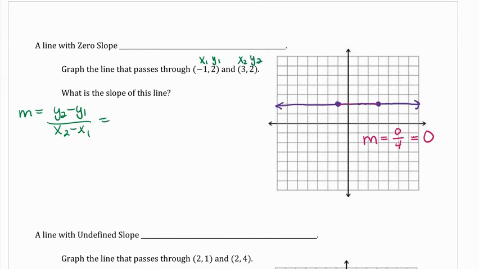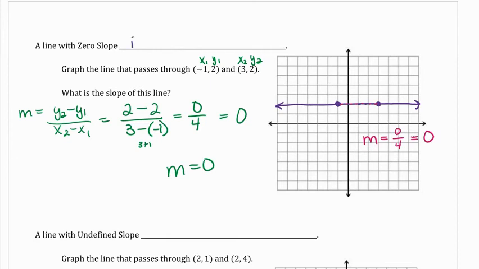Okay, so our y2 is 2, minus our y1 is 2, and then our x2 is 3, and our x1 is -1. So 2 minus 2, that's 0. 3 minus -1, that's like 3 plus 1. So we get 4, and 0 divided by 4 is 0, right? So our slope is 0. And as you can see from our picture, a line that has a 0 slope is horizontal.